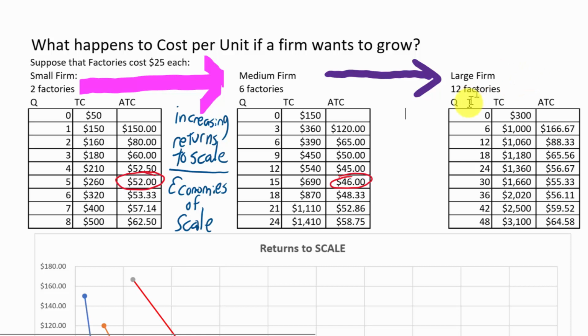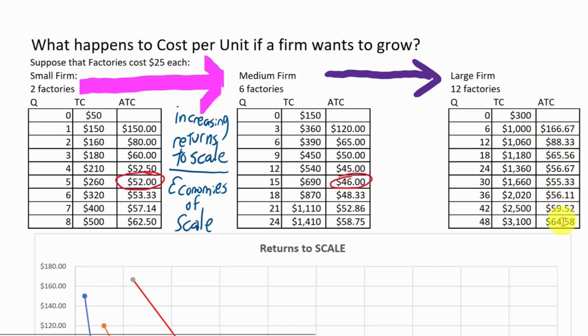Well, what happens now? Well, they're able to produce a lot more units, right? The quantities here are higher and the total costs are higher because they're producing more units. But if this is a good decision, we want to see if they're more efficient. Are their costs per unit increasing or decreasing? And that's where the average total cost is important.